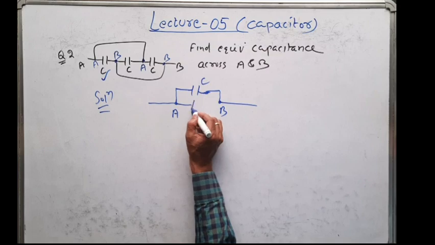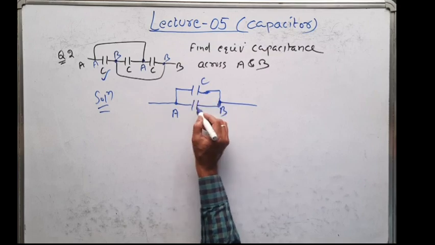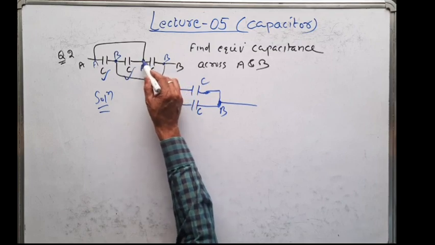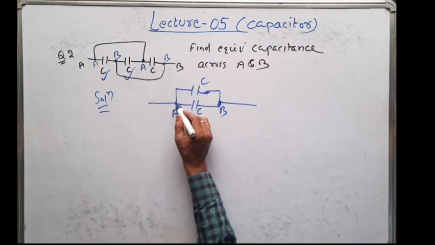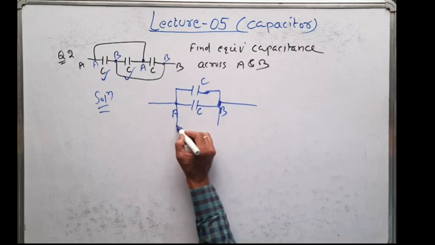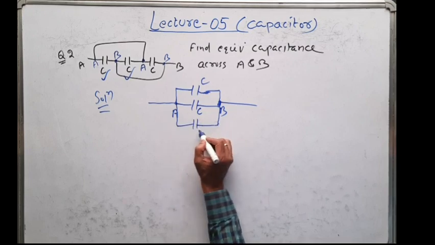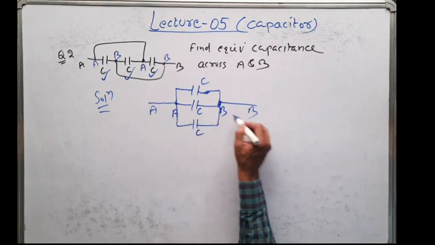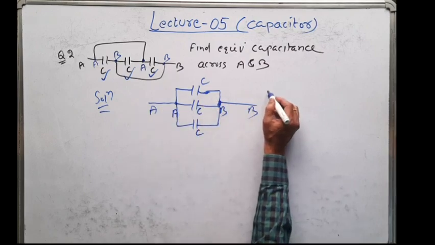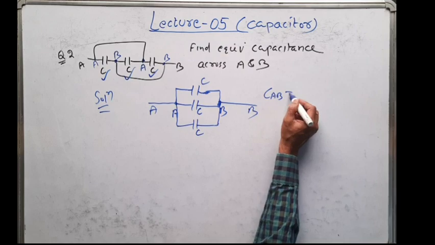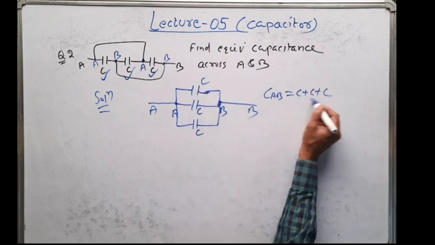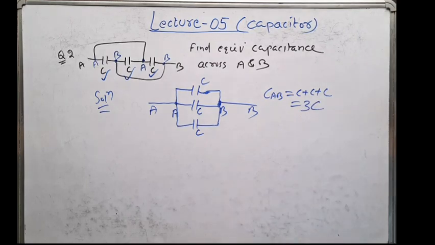So this is A, this is B. I will connect this capacitance C. Again, this C is also connected between A and B. So this is point A, this is point B. We just connect this third capacitor. So now you see, it is nothing but a parallel connection. In a parallel connection, the equivalent capacitance is equal to the sum of these three. So C plus C plus C, that is equal to 3C.